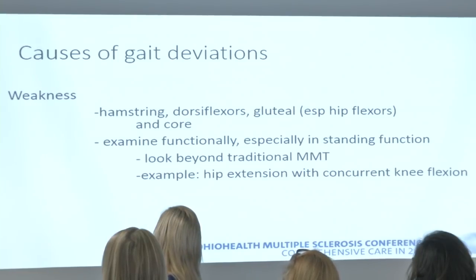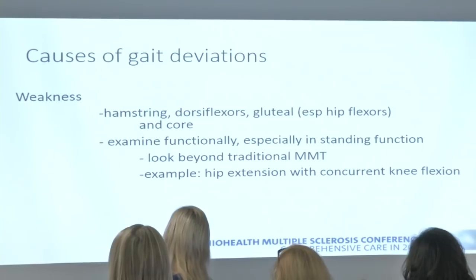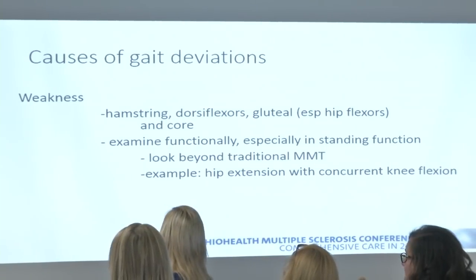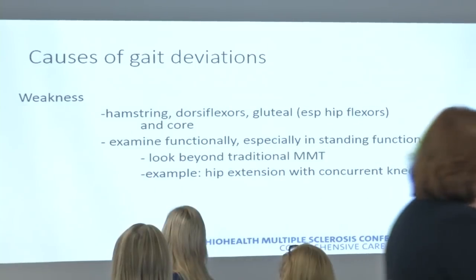Common areas of weakness of the lower extremities in MS include the hamstrings, hip flexors, core muscles, and dorsiflexors. However, similar to the modified Ashworth scale that's performed primarily in sitting, manual muscle testing that's primarily performed in sitting or supine doesn't build an effective picture of how an individual may be performing in function.